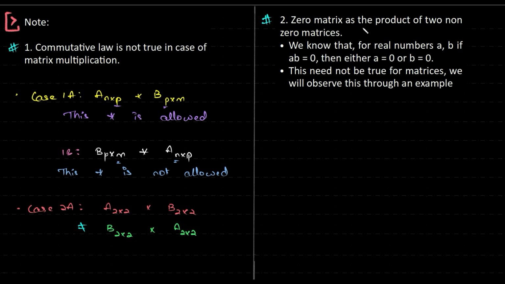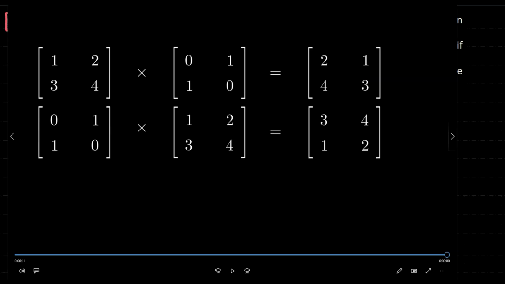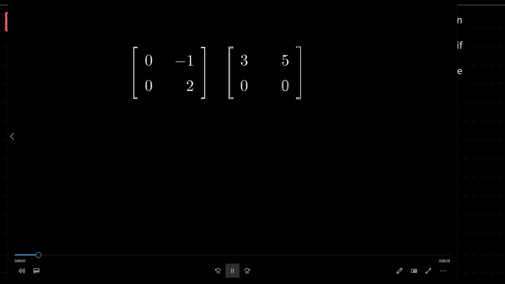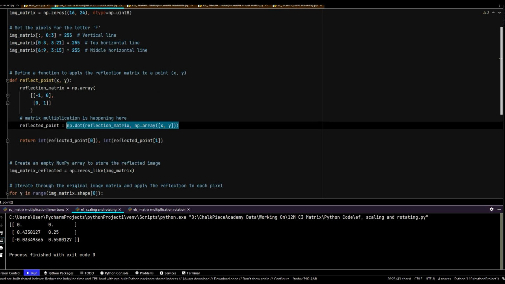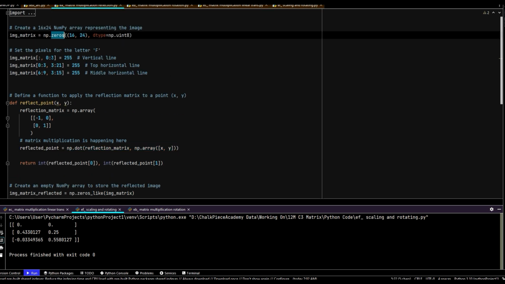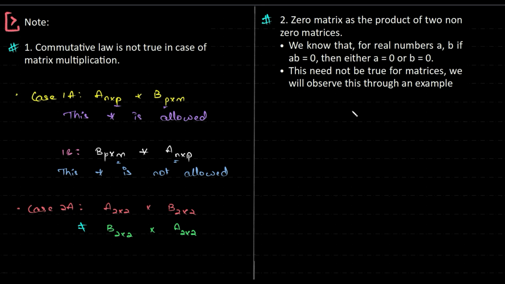Now, a zero matrix can be the product of two non-zero matrices. That is, we can multiply two matrices which are not zero. So a zero matrix is one where all of the entries are zero, right? We make use of it when we are creating this particular program. So these are zeros. All the numbers are zeros over there.